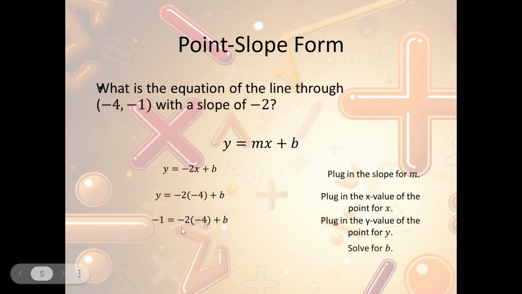Now we just solve for b. Well, negative 2 times negative 4 is positive 8. So that's negative 1 is equal to 8 plus b. We're going to get rid of this 8 by subtracting. So we subtract 8 from both sides. And we get negative 1 minus 8 is negative 9. That's equal to b. Now we plug this back into our y equals mx plus b form. y equals negative 2x. And then our b is negative 9, so it's minus 9.